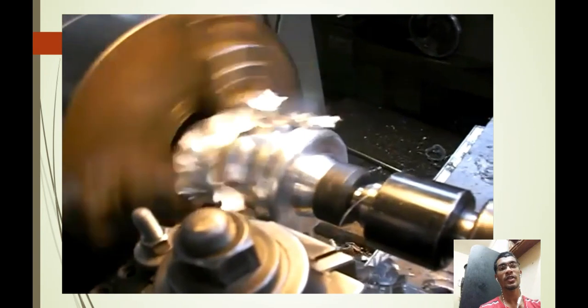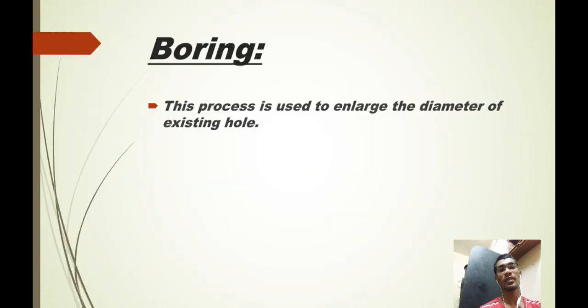The next process is boring. This process is used to enlarge the diameter of the existing hole. Let's see in the video.